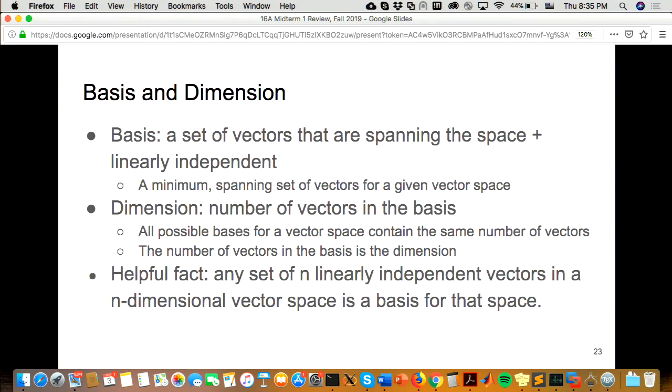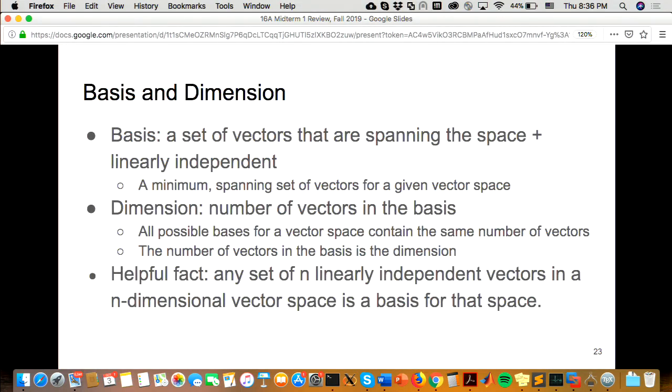So all possible bases for a vector space contain the same number of vectors, but the bases need not be unique, right? And a helpful fact that you may use on more than one occasion is that if you have n linearly independent vectors, those vectors form a basis for an n-dimensional space.